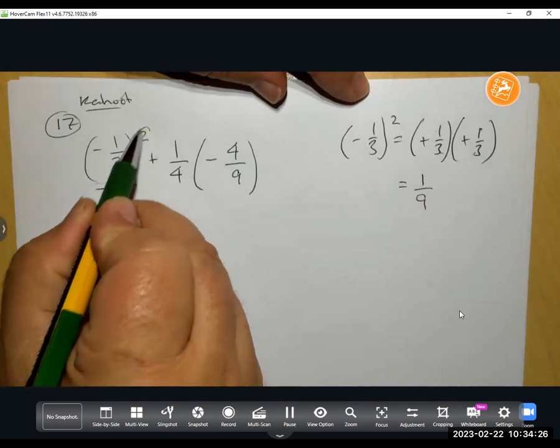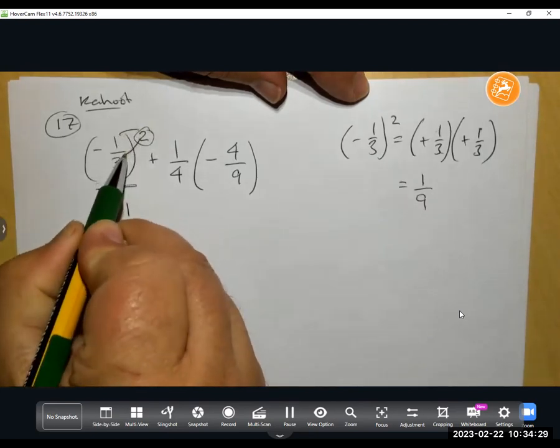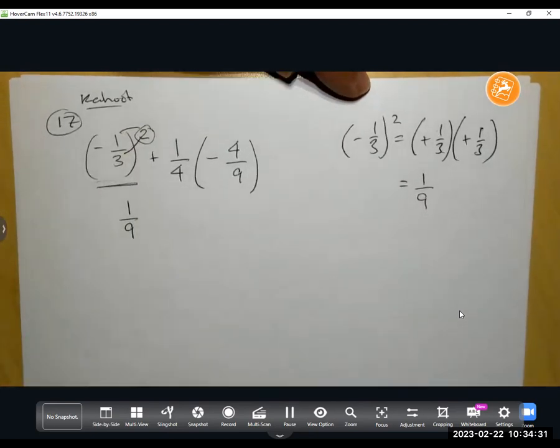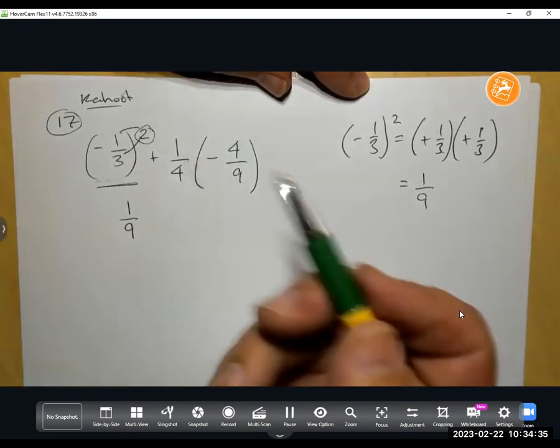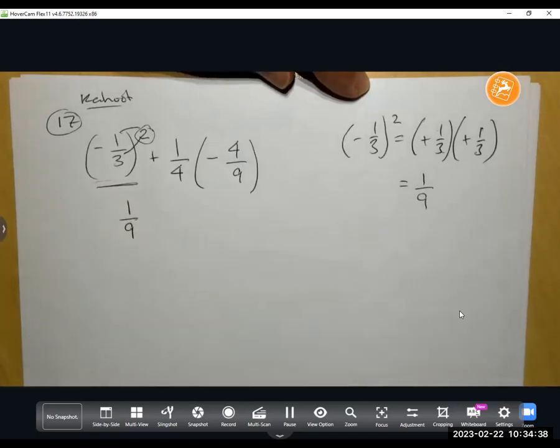Another way you could have done it is, since the exponent is out here, you could just distribute it to both top and bottom. So negative 1 squared, negative 1 times negative 1 is positive 1, over 3 squared is 9.